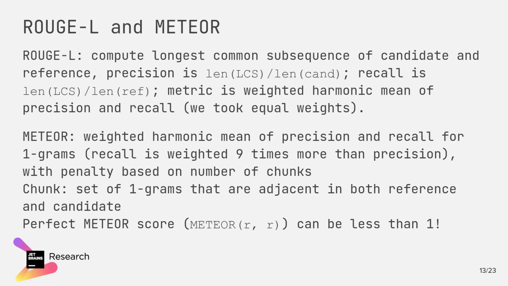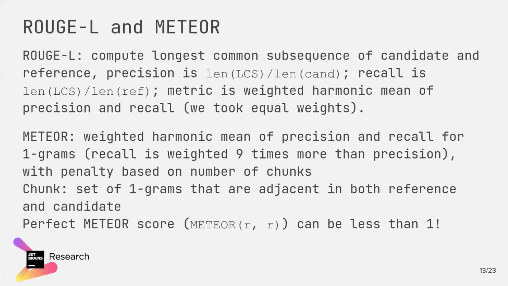So the ROUGE-L metric that we've considered is based on computing the longest common subsequence between the tokenized candidate and the tokenized reference. And the precision and recall are then computed as follows. This is the precision, the length of the longest common subsequence divided by the length of the candidate. And this is the recall. And the metric is then given by the weighted harmonic mean of precision and recall. And we took equal weights for precision and recall, and this is the most common approach for code generation.